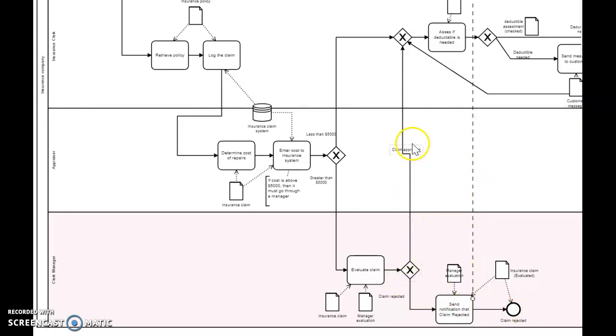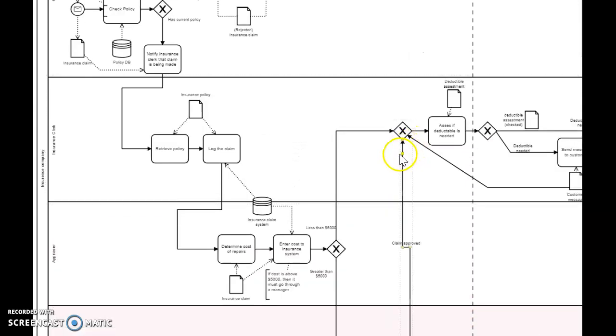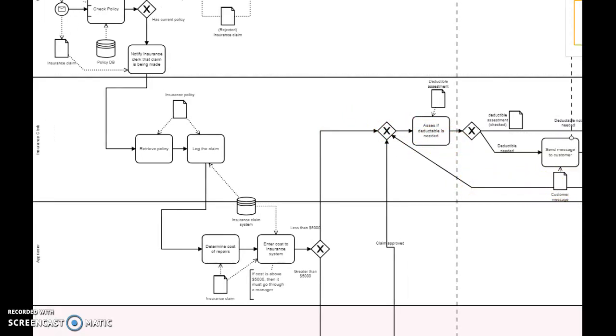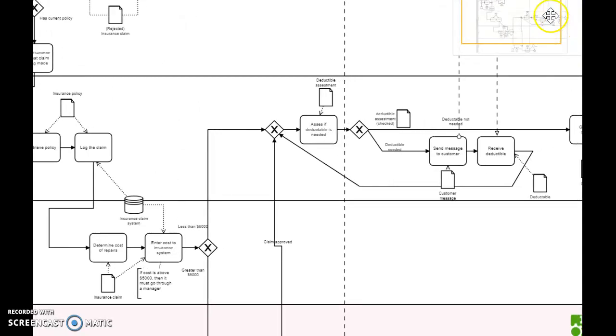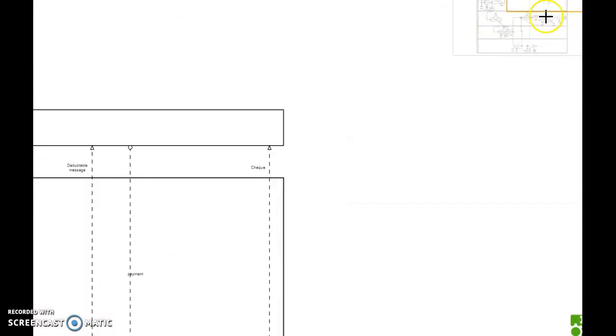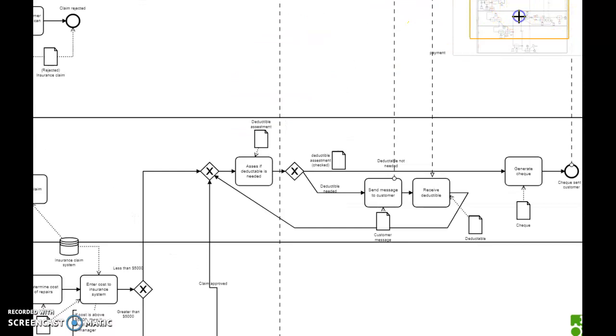If the claim is approved, not rejected, then it comes up here to the insurance clerk lane, and here we have our join. You're going to assess if the deductible is needed. I'm going to move this over a little bit. Okay, I'm going off track here. All right, so you're going to assess if the deductible is needed.